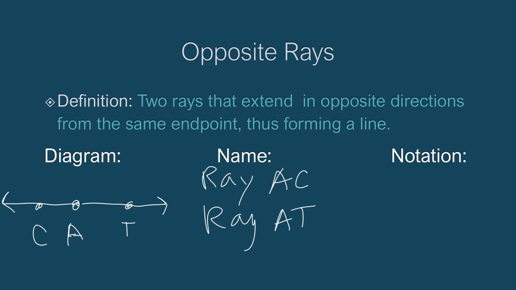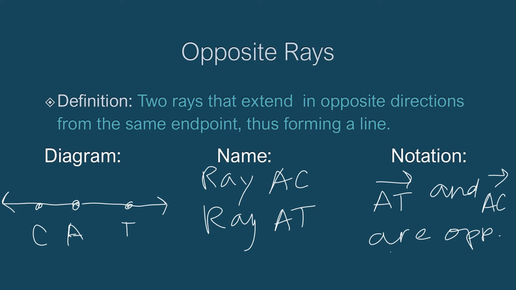So this is what I was talking about on the last slide. You have to name the endpoint first. So you have ray AT and ray AC are opposite rays. Again, make sure that we are using the endpoint to name those rays and to do the notation of those rays.